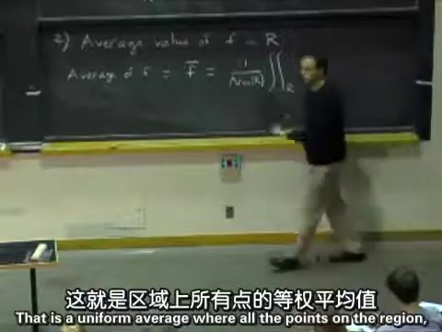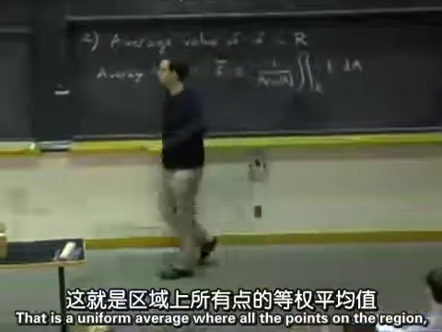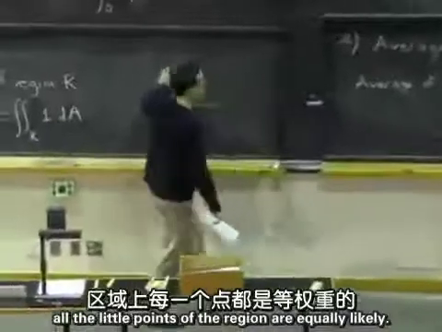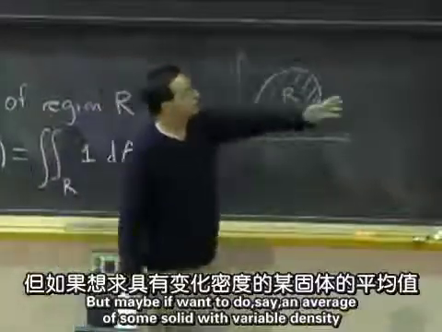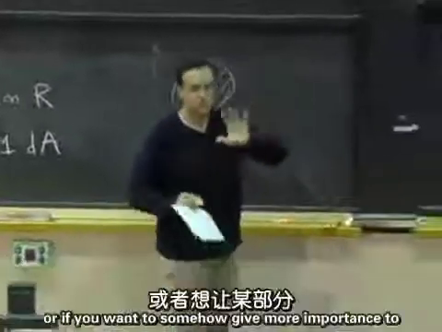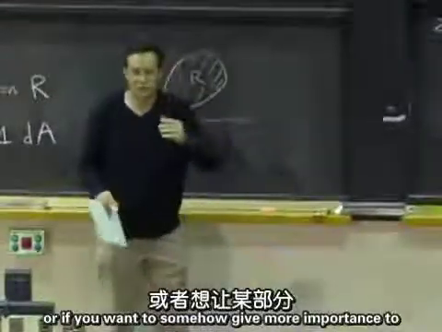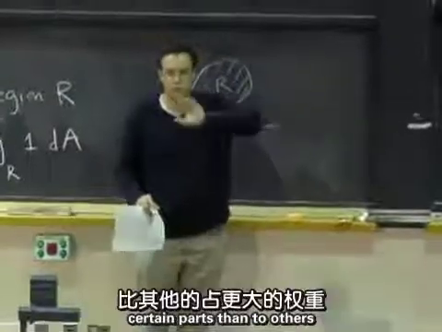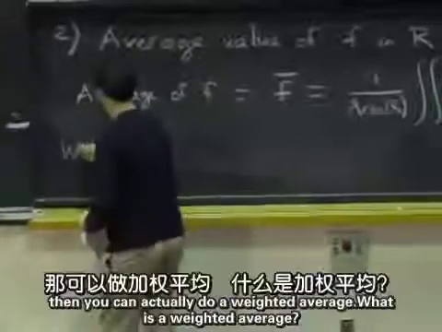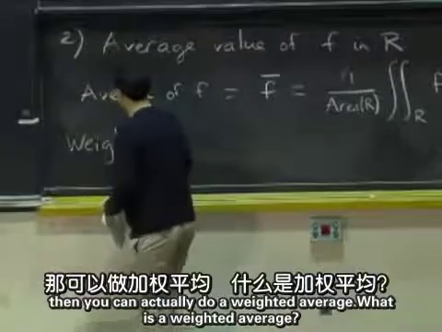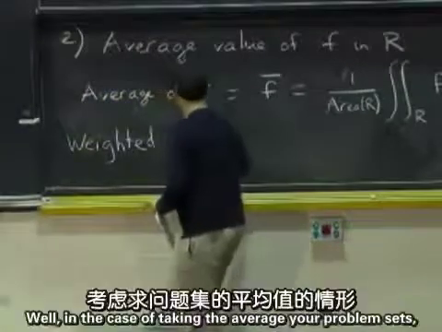That's a uniform average where all the points in the region, all the little pieces of the region are equally likely. But maybe if you want to do, say, an average over some solid with variable density, or if you want to somehow give more importance to certain parts than to others, then you could actually do a weighted average. So what's a weighted average?